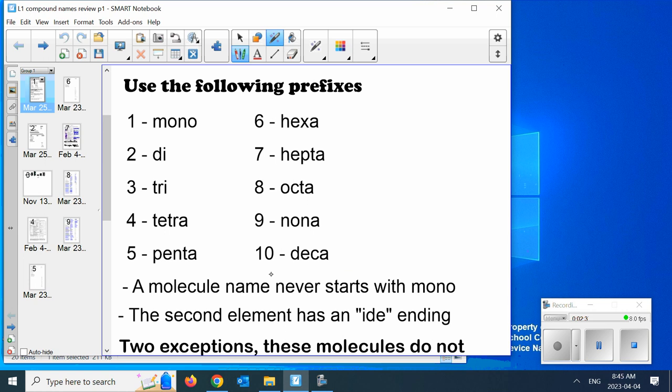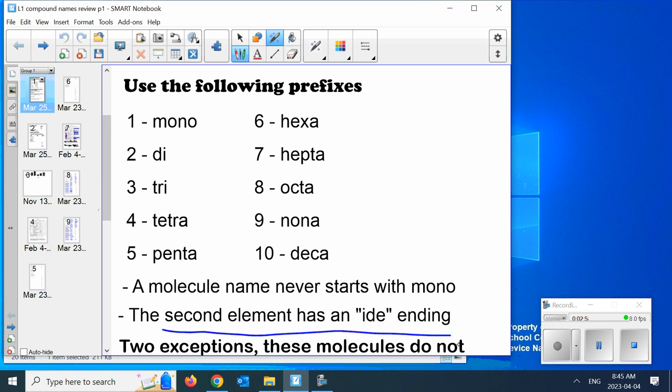And as far as the rules, a molecule will never start its name with mono. That's why you hear carbon dioxide. It's just assumed that there's no prefix on it, that's one carbon. If there were two carbons, it would be dicarbon, and so on. But the name never starts with mono. I don't know why, but it doesn't.